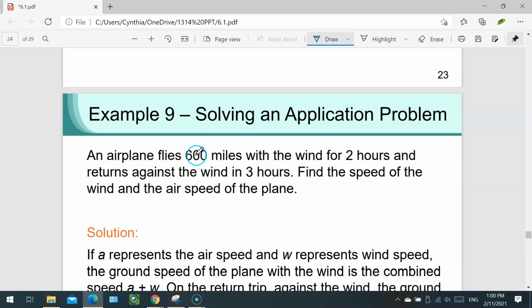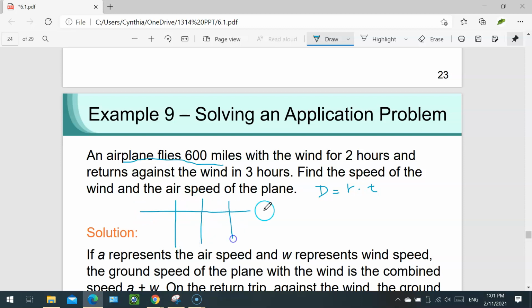An airplane flies 600 miles with the wind for 2 hours and returns against the wind in 3 hours. Find the speed of the wind and the air speed of the plane. So from the question, we know the distance is 600 miles one way. There's a formula regarding the distance: distance comes from rate multiplied by time. So I'm going to solve this question by creating a table here.